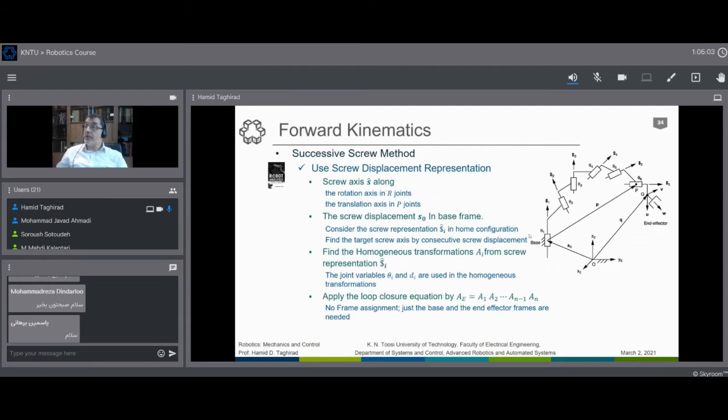And also we need the displacement. So if we have a screw here, we can find how far it is from the base frame. And then we can have a successive screw. We have a number of these coming here. If we have found a screw, we can have the homogeneous transformation as well. Instead of the homogeneous transformation I showed you on the first slide of this session, which was the Denavit-Hartenberg, we can have another transformation very similar to that, not exactly the same, but it has some parameters.